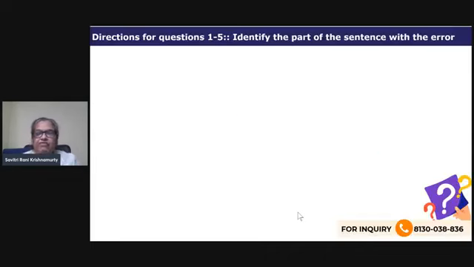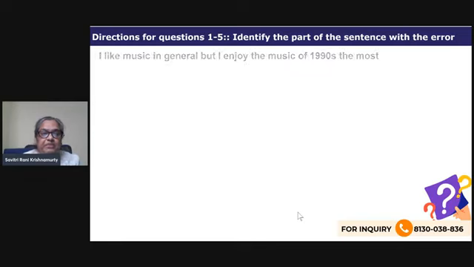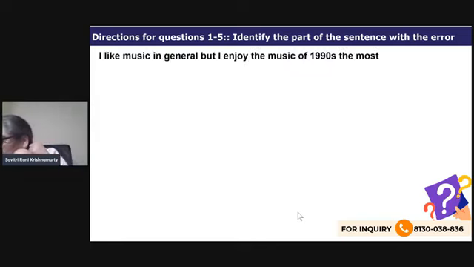All right. Identify the part of the sentence with the error. Read it. Yes, we will be having an entire XAT course itself, and decision making is also there. Yes, it's part of the XAT course, and decision making definitely is part of that. All right.